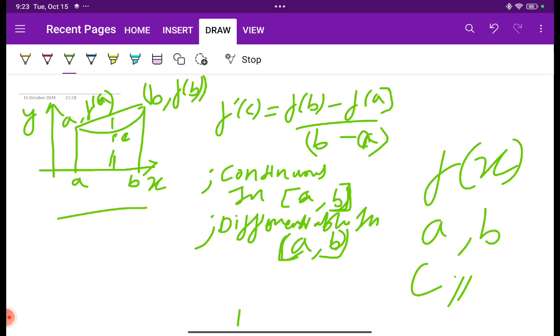As you can see over here, there is a graph as well, showing how it is made. So this is the definition of the mean value theorem. It says if there is a function f(x) which is continuous in a closed interval [a, b] and differentiable in the open interval (a, b), then there exists a point c whose derivative is equal to (f(b) minus f(a)) divided by (b minus a).